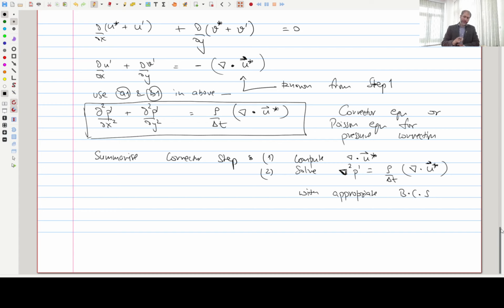Okay, so you solve this equation for p prime, and then step number 3 is to compute. So there's a difference between compute and solve. Okay, solve is when you solve the equation. Compute is you use values to find some other values. So you compute u prime, which is minus delta t upon rho times del p prime by del x, and v prime.